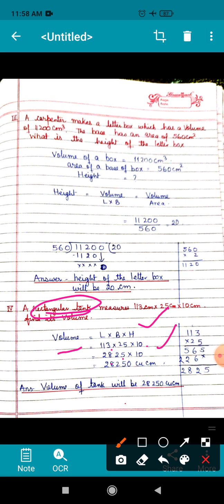and when you will calculate this number, you will get 28,250, and the unit of volume is cubic centimeter. It means the volume of a rectangular tank will be 28,250 cubic centimeter. Children, hope you all have understood how can we solve different questions based on the volume.